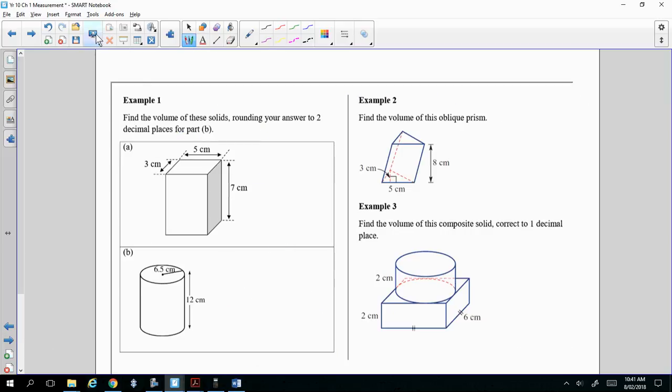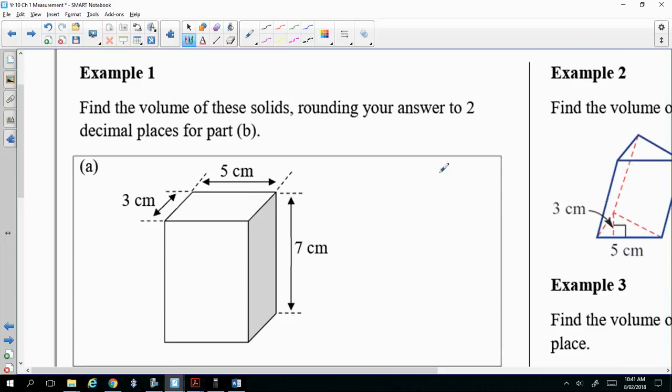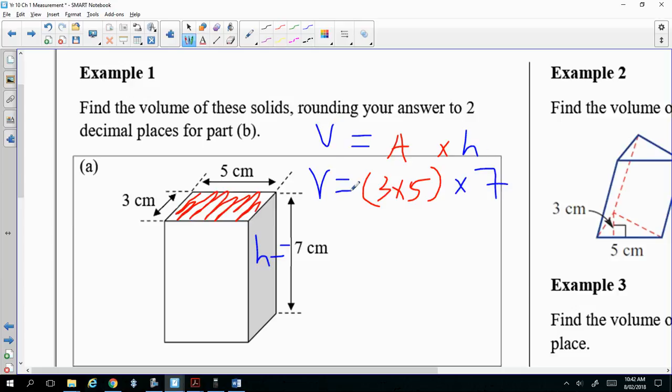Firstly, we're going to do the volume of a rectangular prism. All you have to do is find the cross section, which is this bit, 3 times 5, times the height, which is 7. So this is your volume. Basically for a rectangular prism, it's all 3 dimensions multiplied together. So it's 15 times 7. Let's get the calculator: 15 times 7 is 105. So you write 105 cubic centimeters.